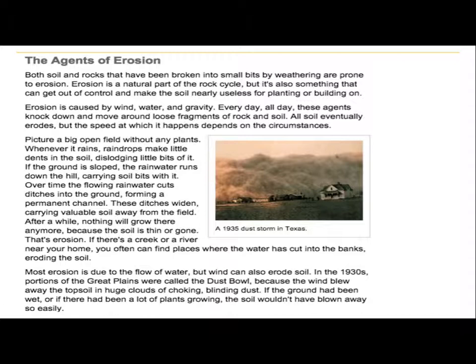Erosion is caused by wind, water, and gravity. Every day, all day, these agents knock down and move around loose fragments of rocks and soil. All soil eventually erodes, but the speed at which it happens depends on the circumstances. Okay, so what does this cover? What did we just write? Erosion. What erosion is. It's caused by wind, water, and gravity. And then what does it do? It breaks down rock. That's what the loose fragments are.